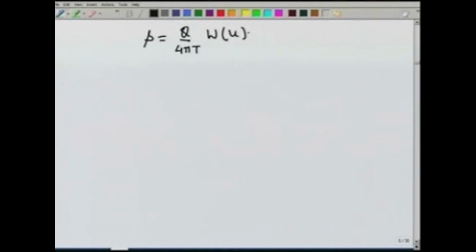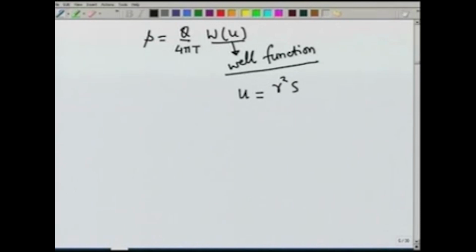So, this is the Theis equation where W(u) is called the well function. U is a function of time and distance. So, you can see that u increases as t decreases, and u increases as r increases. W(u) is an integral.